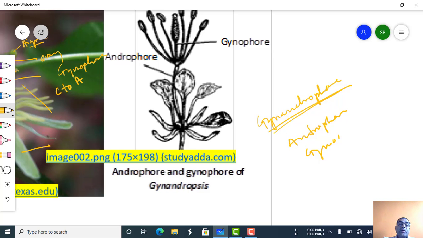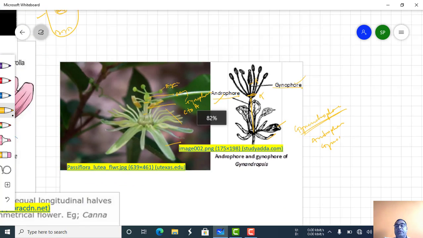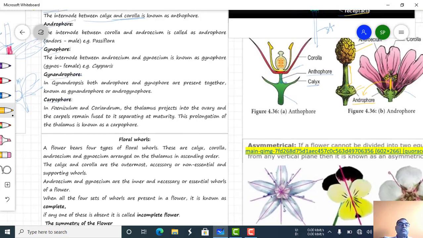If you see here, this one is an androphore, whole of calyx, then corolla. The internode present between corolla and androecium is called an androphore, and the internode present between androecium and gynoecium is called a gynophore. If within a single flower, internodes are present between the corolla and androecium and between androecium and gynoecium, that means androphore and gynophore together, then it is called a gynandrophore.